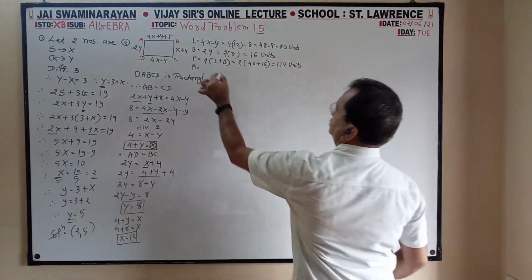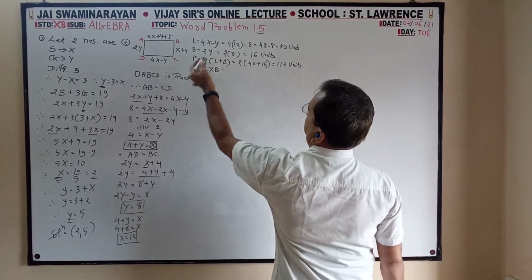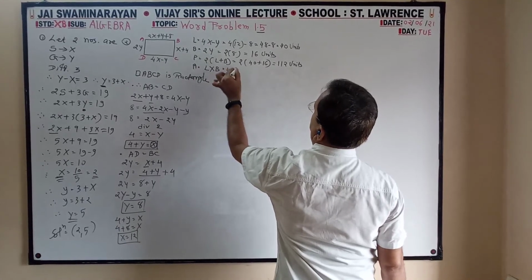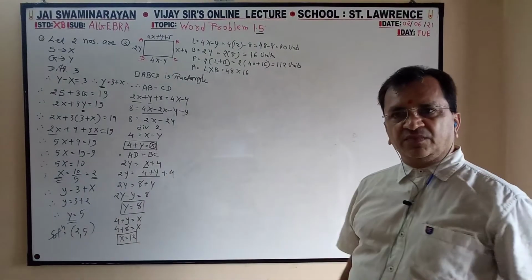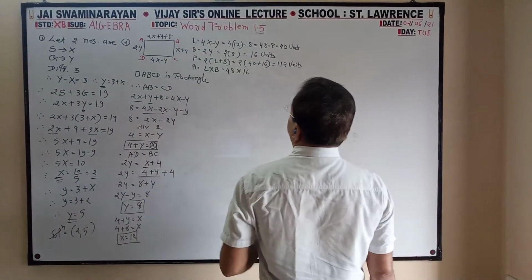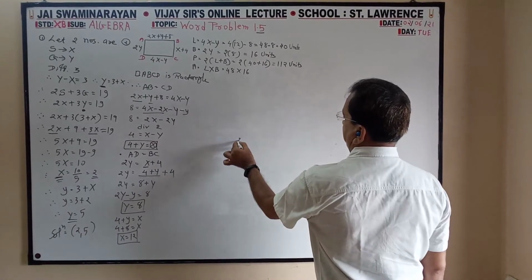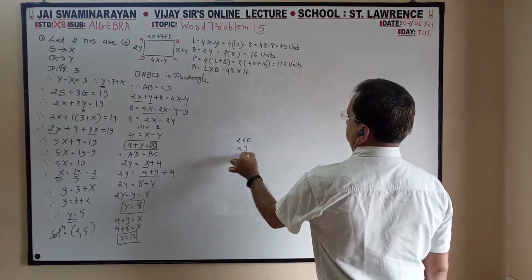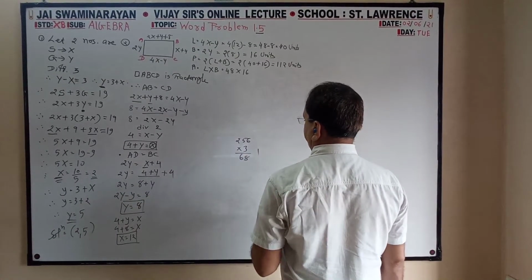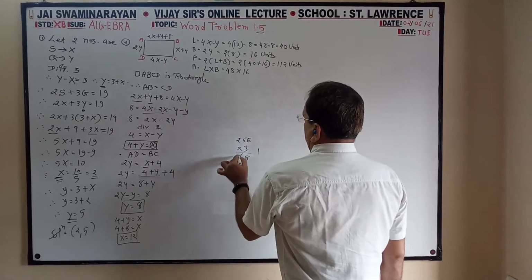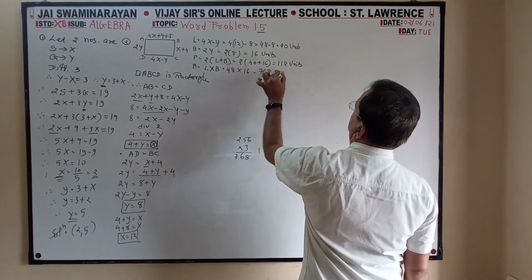Now area, that is only L into B. L is given 48, breadth is given 16. Correct? So 256 threes are 768 square units.